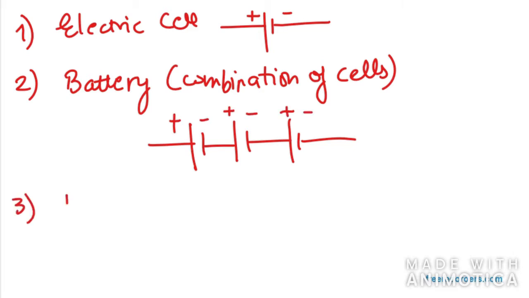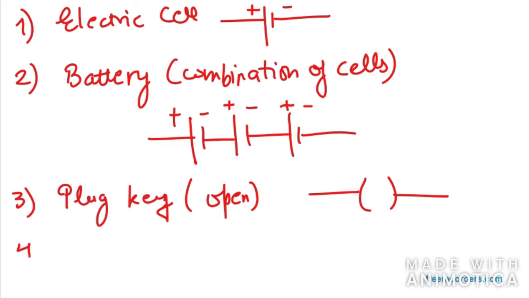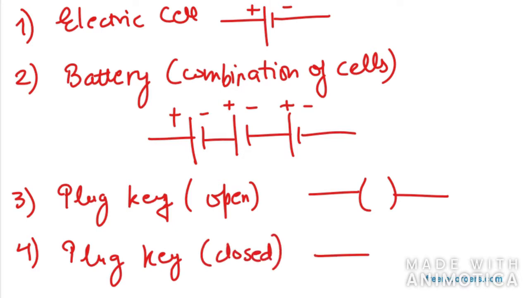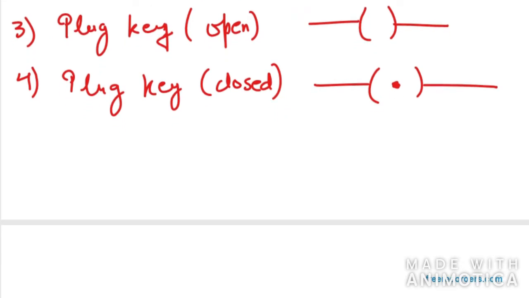Now the third one is plug key or switch when open. So when open, you need to draw like this. The fourth one is plug key when closed. When closed, you need to draw a simple button-like structure in between the plugs to make it close. That means that the circuit is complete. And when open, that means the circuit is incomplete.